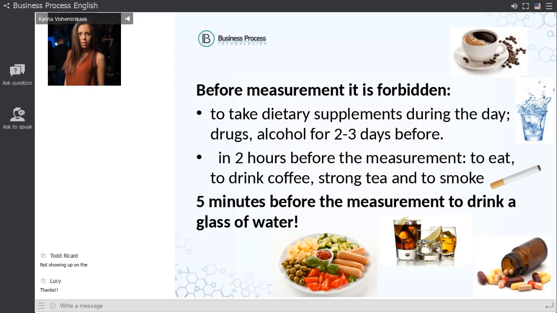In 2 hours before the measurement, you shouldn't eat or drink coffee or strong tea or smoke. But at the same time, when you run the test, you shouldn't be hungry. If you run the test at 2 p.m. and you didn't eat anything throughout the day, it's not good. You need to eat something approximately 2 hours before the measurement. This is the perfect condition.